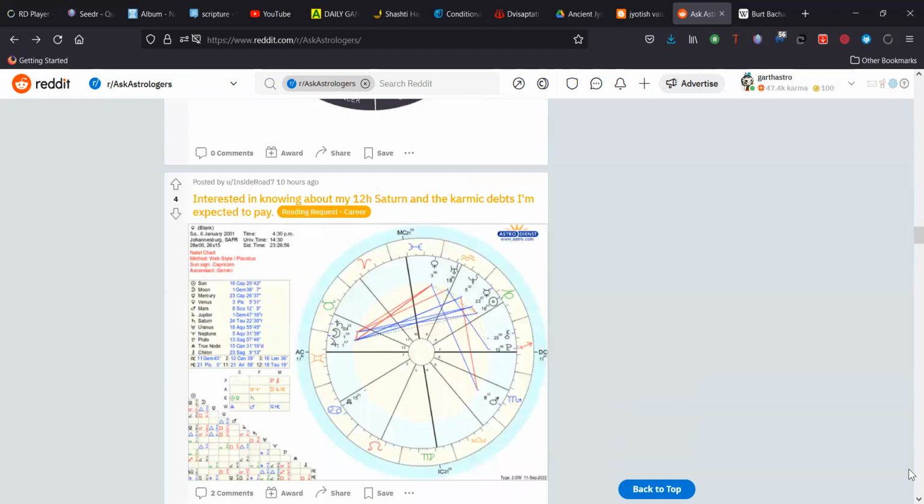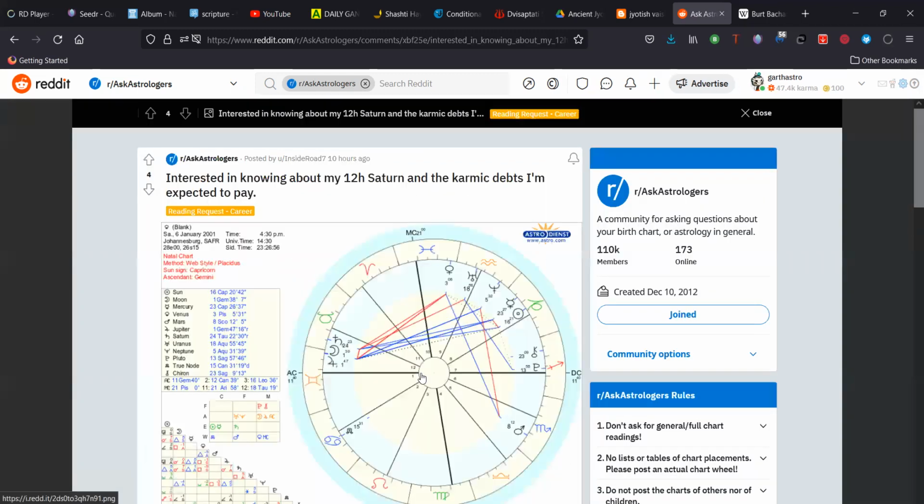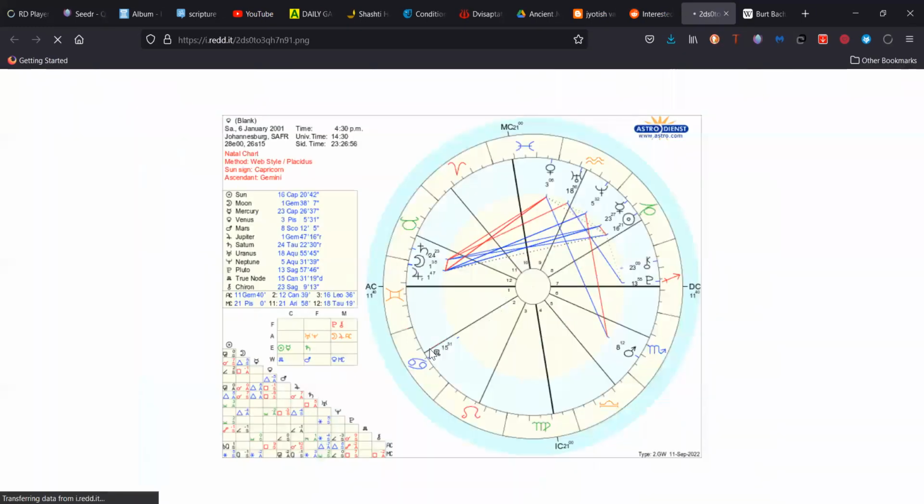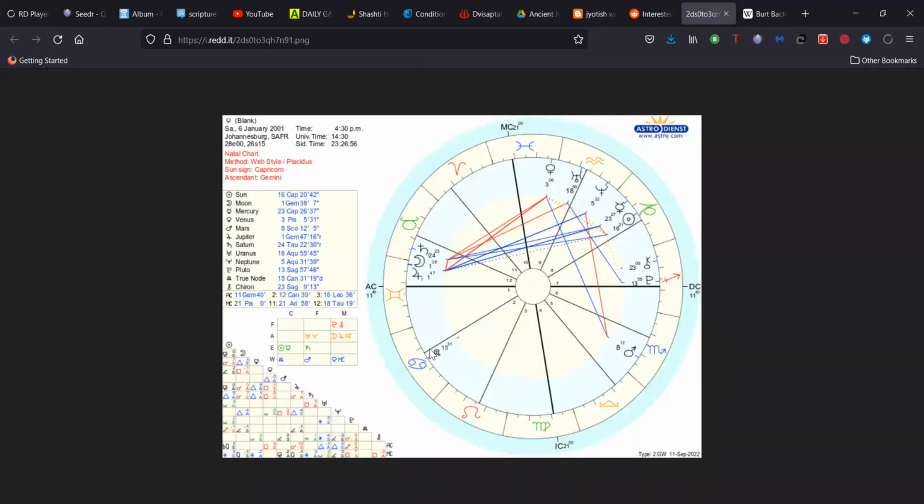Can someone tell me more about this chart? No. Interested in knowing about my 12th house Saturn and karmic debts I'm expected to pay. Ooh, I like that question. That's what will usually make me answer one of these things, when they have some kind of question that I find interesting. So I like this question, so I'm going to answer it. Now, here's the thing. I don't necessarily think that the 12th house stuff points to their karmic debts.